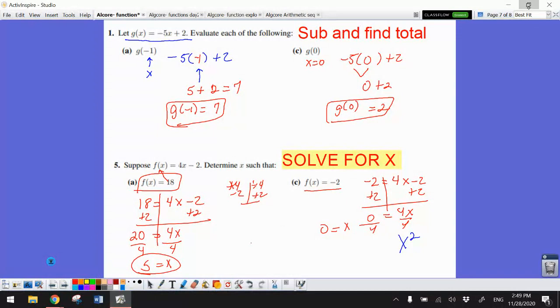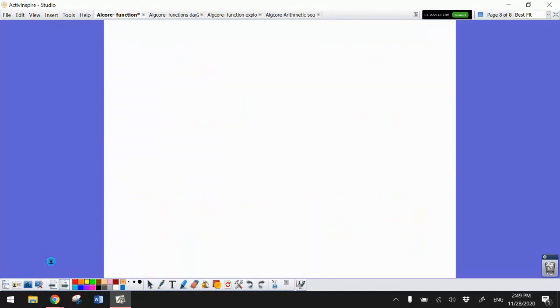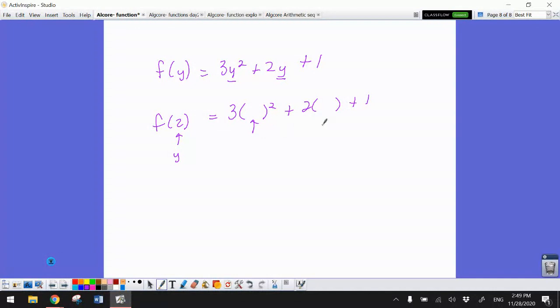Okay, let's talk real quickly about how we handle powers when we have a problem like this one. So let's say f of y equals 3y squared plus 2y plus 1. And I want to know what f of 2 is. Okay, so this is saying let y equal 2. Notice how there's two variables here. So that means I'm going to substitute twice. So in here and in here goes the 2.